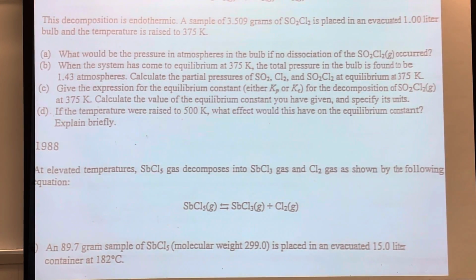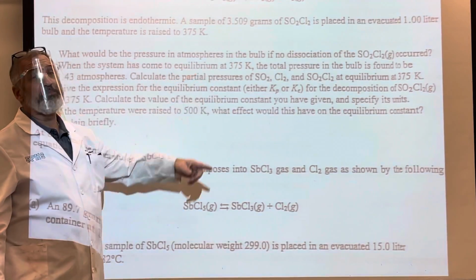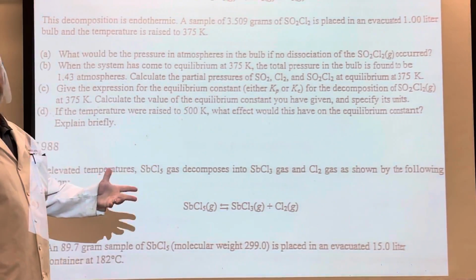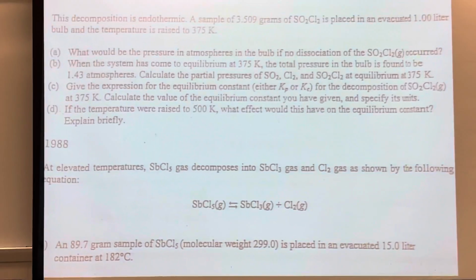That just needs to be a correlation, a ding, ding, ding. I'm just trying to point out when you're reading a problem what to look for. And there it is, right in the middle. What would be the pressure in atmospheres in the bulb with no dissociation? So this is how they introduce PV equals nRT.